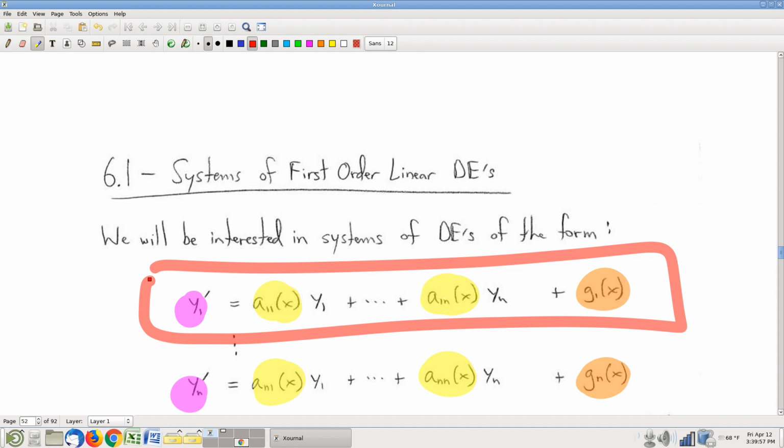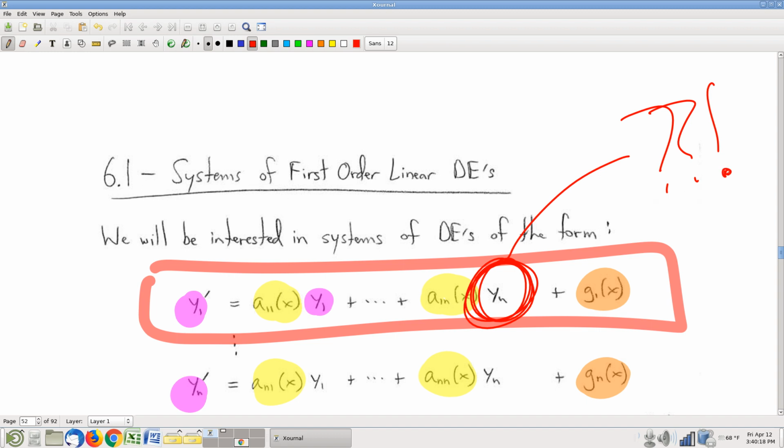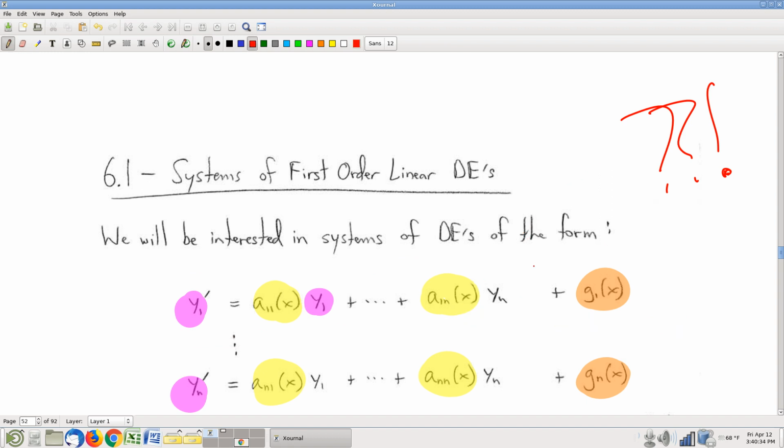You can't solve this equation for y1 because this y1 that you're looking for is simply not the only other unknown in this equation. In this equation, there is also that yn, for example. I don't know what that is yet. How can I solve for y1 if I don't even know all the other stuff involved in the equation? It's not a well-posed question. You can't solve for y1 until you know yn.